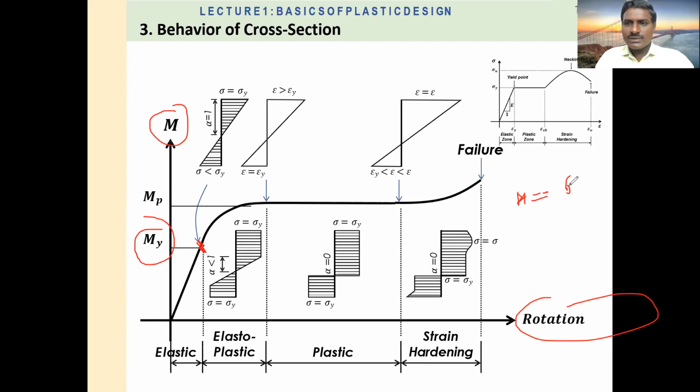M is equal to what? So here sigma by y. So whatever stress is generated at how much depth is nothing but your moment. So at this stage, for this particular depth, moment My is generated. If the member is in the plastic zone, whatever stress at plastic zone divided by depth of this particular member is nothing but the plastic moment. So here MP and My. So My is the movement at yield point and MP is a movement at plastic zone.